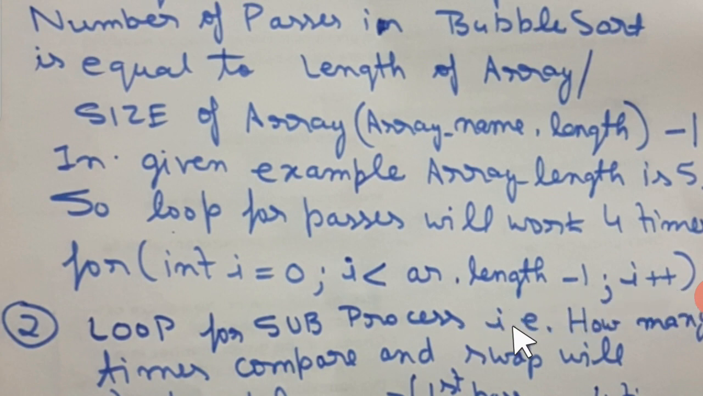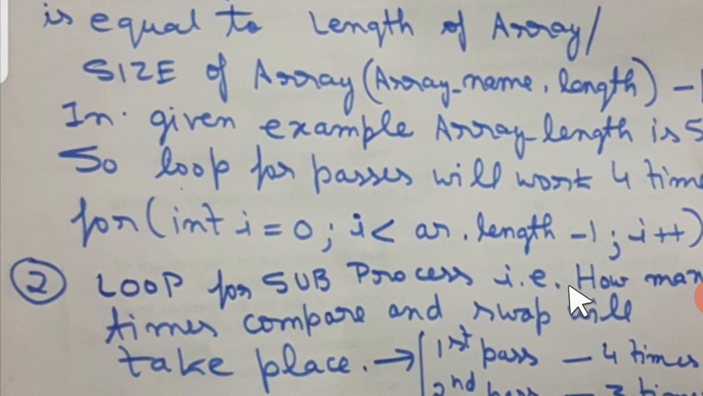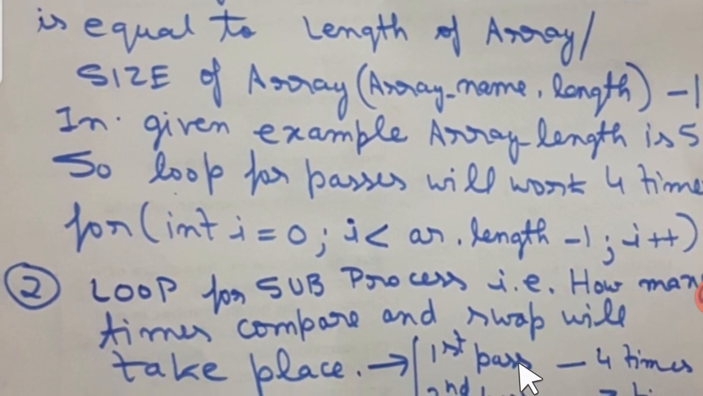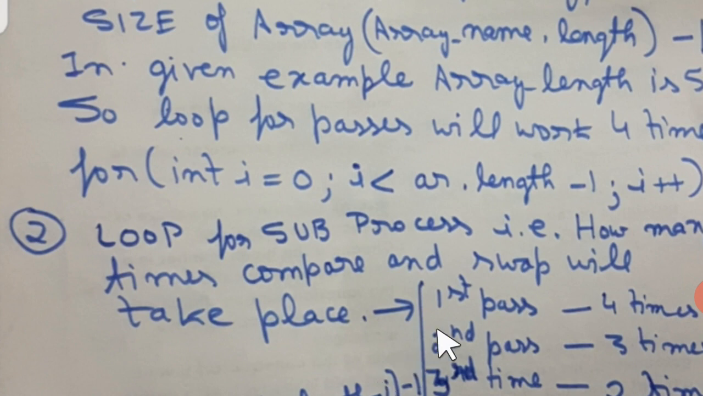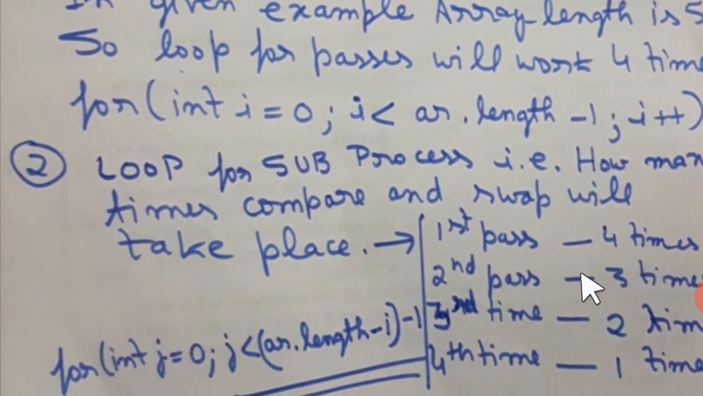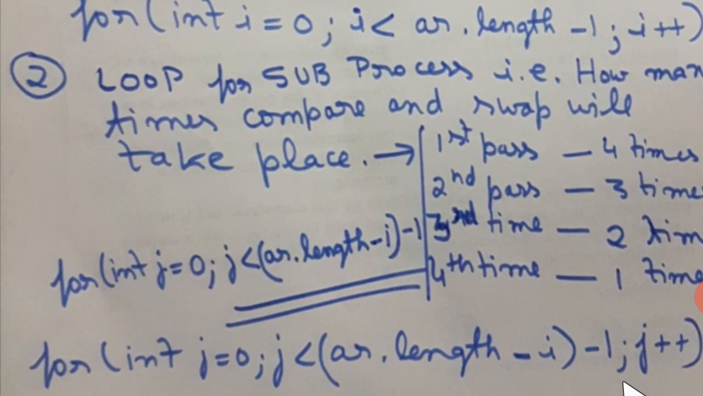All right, that is the loop for passes. After that, the second loop is for the sub process, that is, how many times compare and swap will take place. So here, first pass 4 times, second pass 3 times, third pass 2 times, fourth pass 1 time. I have already explained this through the example. So what will be the loop for that? Here you can see the loop: int j equal to 0, that we begin with 0, and j less than ar dot length minus i minus 1.